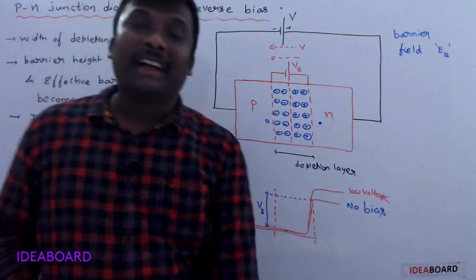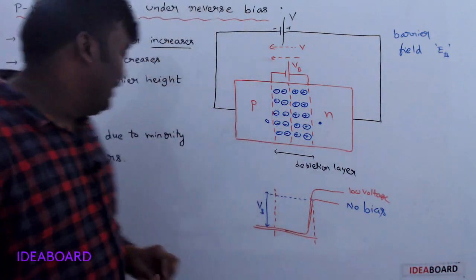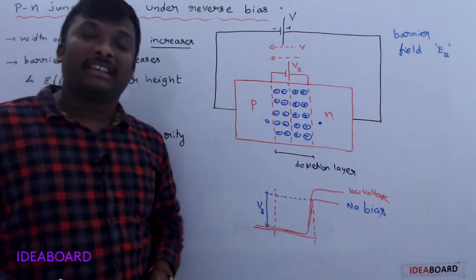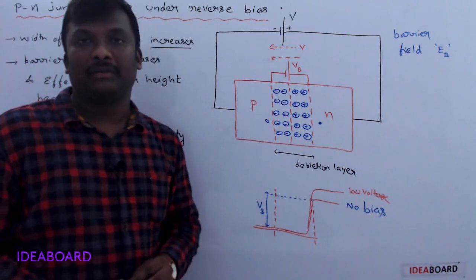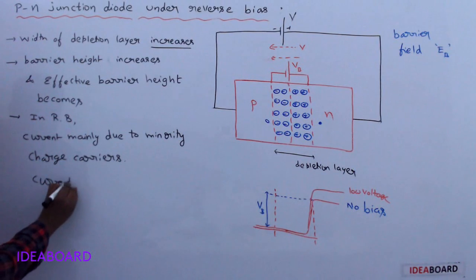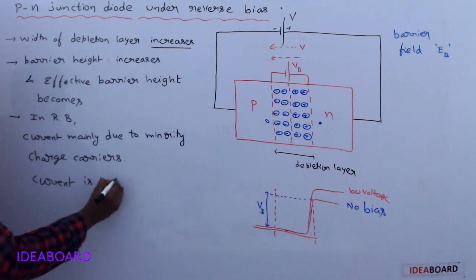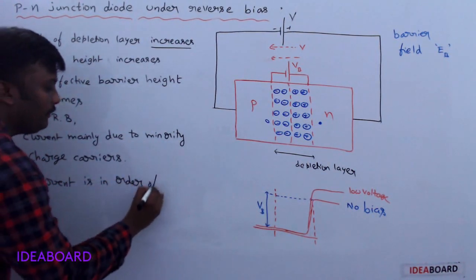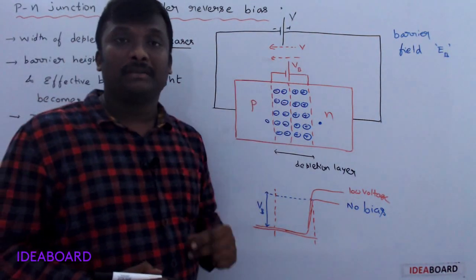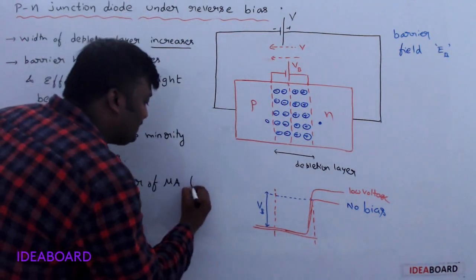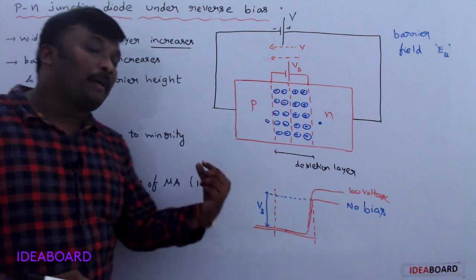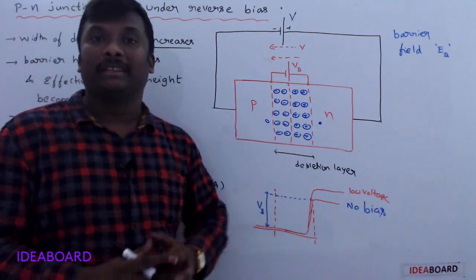Minority means their concentration is less now. So the current you get from this reverse bias is also a very small amount. That's why the current is in the order of microampere here, whereas in forward bias it is milliampere. Micro means 10 power minus 6 ampere. So the current will be of the order of 10 power minus 6 ampere.